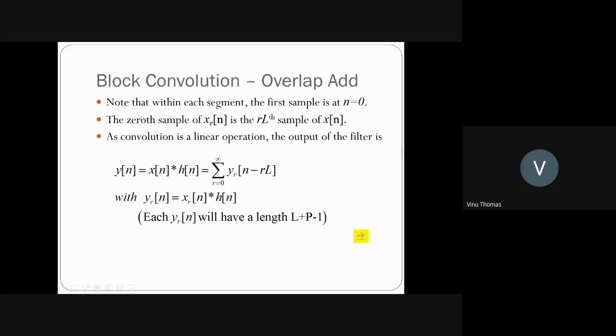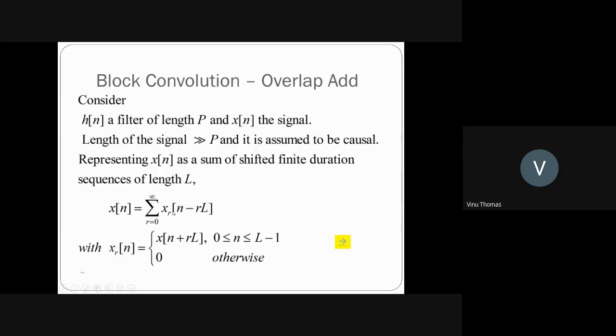Now, as we have seen, within each segment the first sample is at n equal to 0, which means the 0th sample of x_r of n is the rLth sample of x of n. We had also discussed in the previous semester that convolution is a linear operation, which means convolution obeys the superposition theorem, that is, both the additive and homogeneity properties. Therefore the output of the filter can be written as y of n is equal to x of n convolved with h of n.